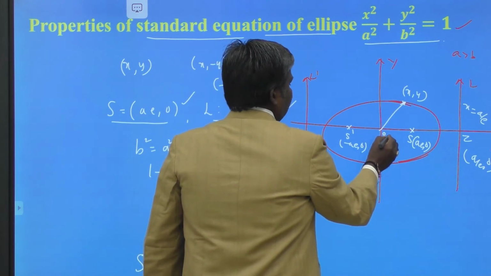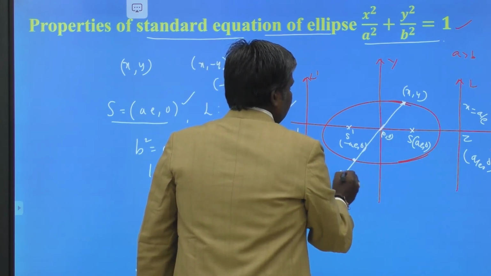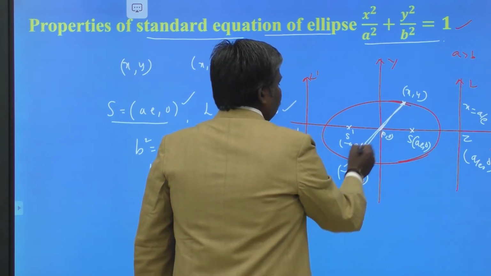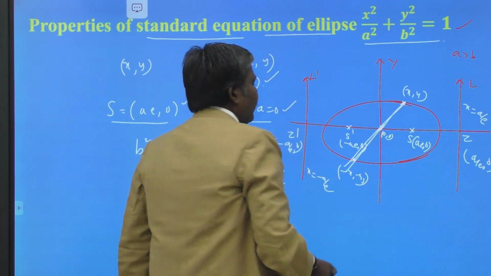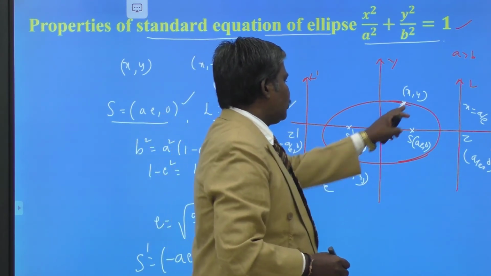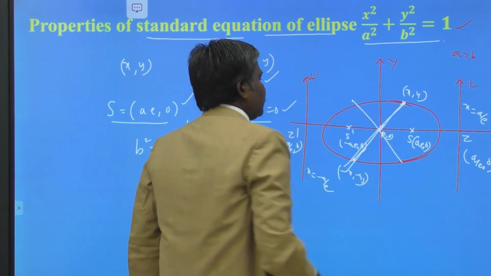if you produce this line, this is automatically what? Minus x comma minus y. Any chord through the origin is bisected by the origin itself. What is its midpoint? (0, 0). If you draw any other line here, that is also bisected by the origin.